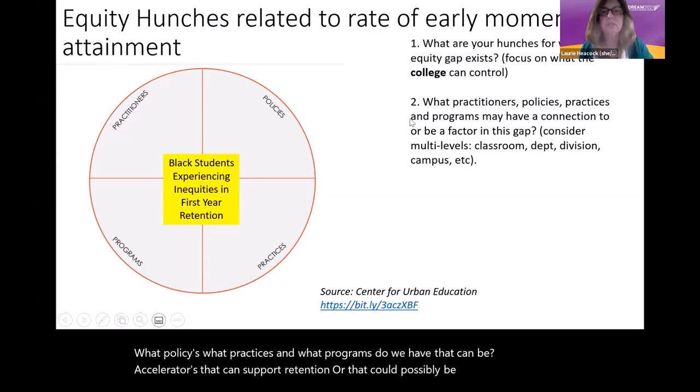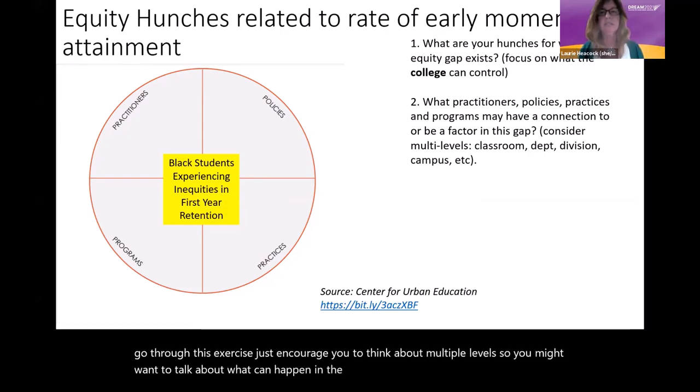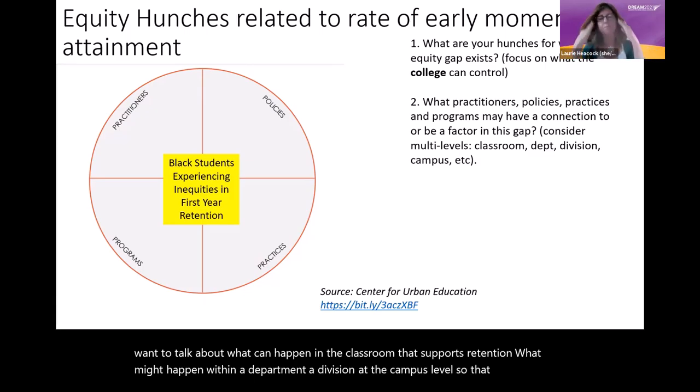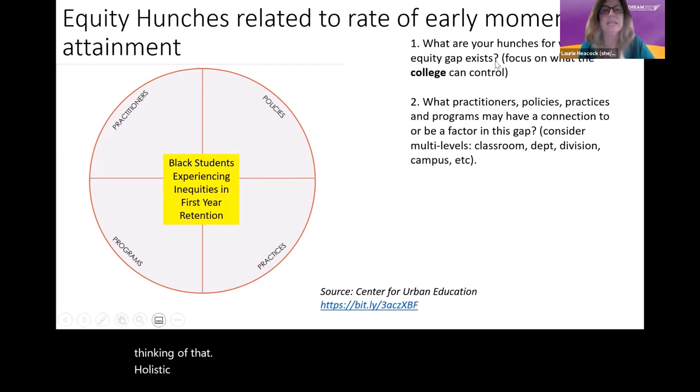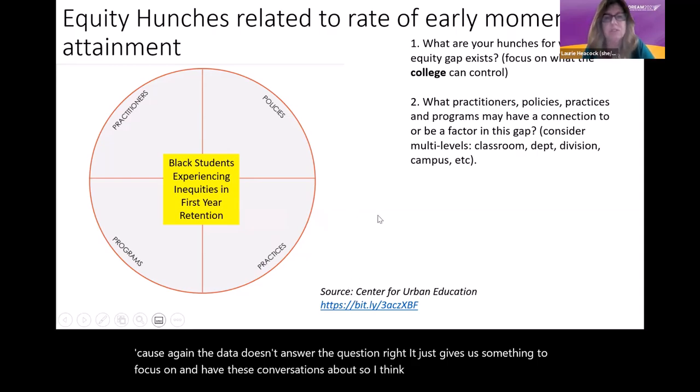And as we go through this exercise, I just encourage you to think about multiple levels. So you might want to talk about what can happen in the classroom that supports retention, what might happen within a department, a division, at a campus level, so that you're thinking of that holistically. And again, these are just the kind of exercises that help add the why to the data, because the data doesn't answer the question, right? It just gives us something to focus on and have these conversations about. So I think with the number we have, we'll just go to two breakout rooms.